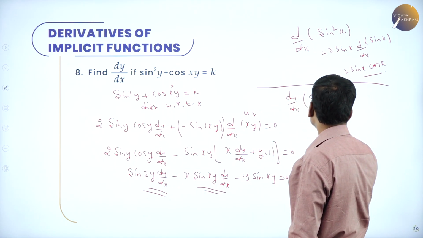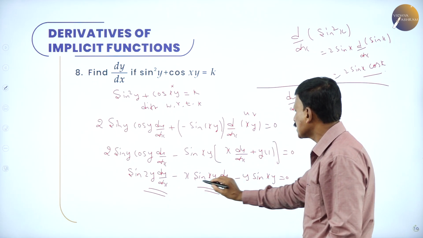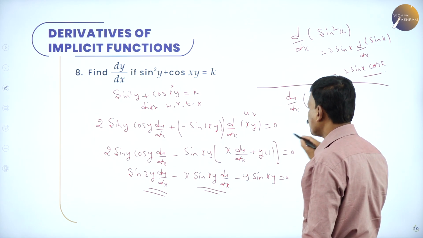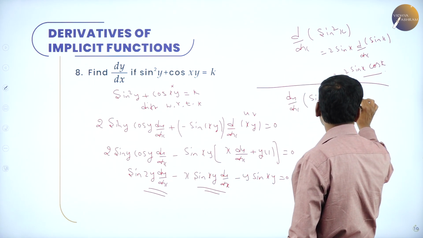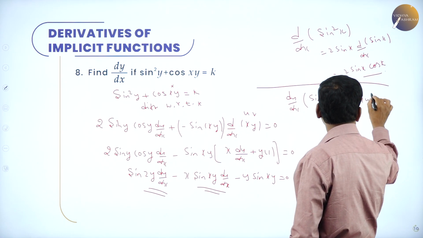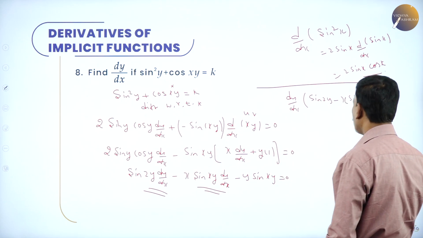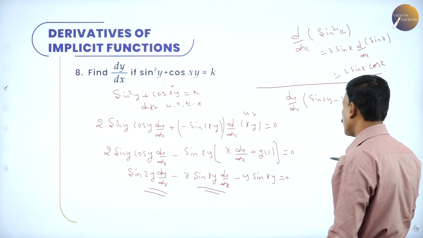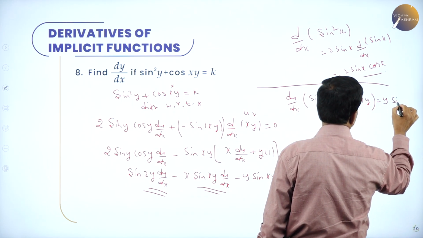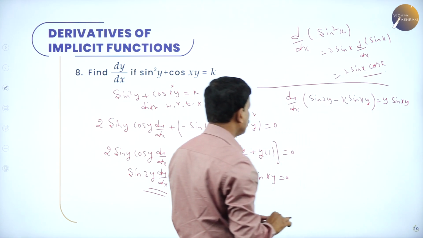Sin 2y minus dy by dx is out. What is left over is x sin xy is equal to, transfer this to the right hand side, this is equal to y into, minus becomes plus y sin xy. Followed? See here, very simple.